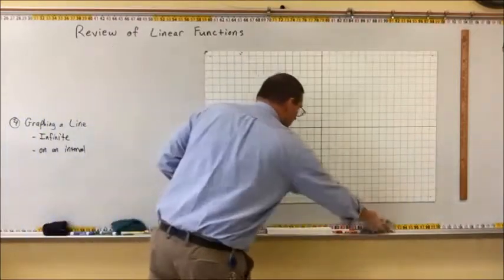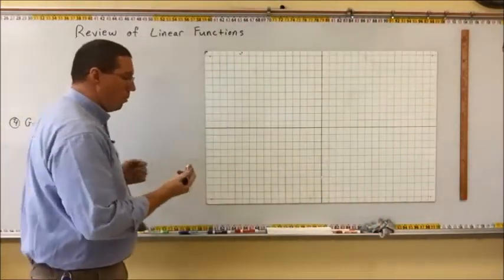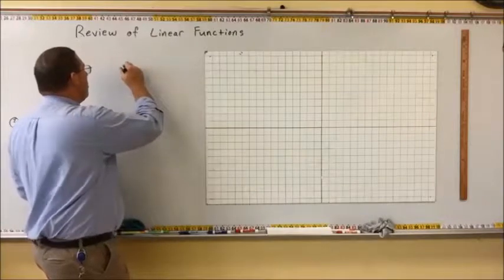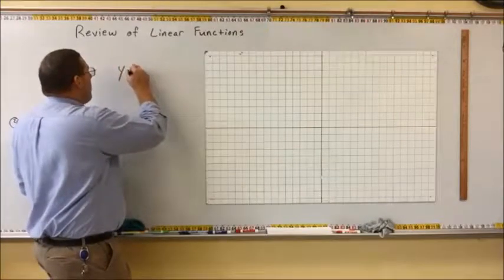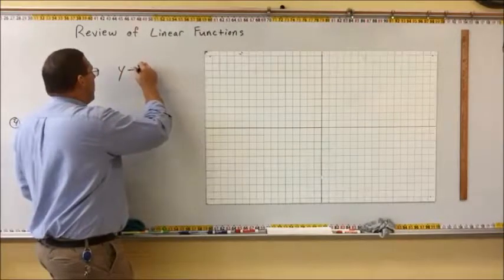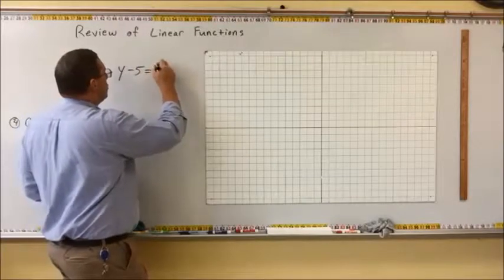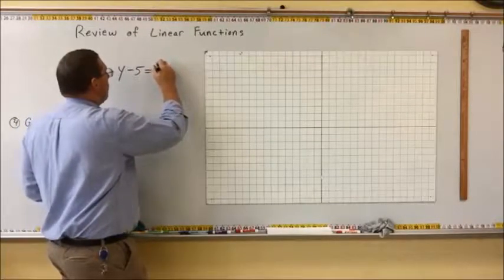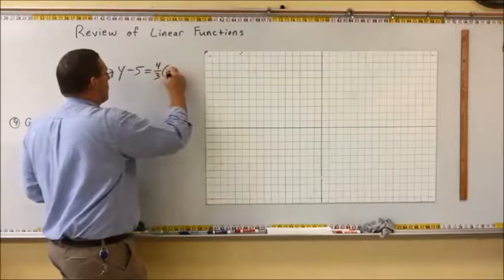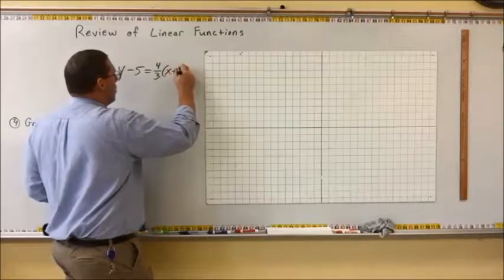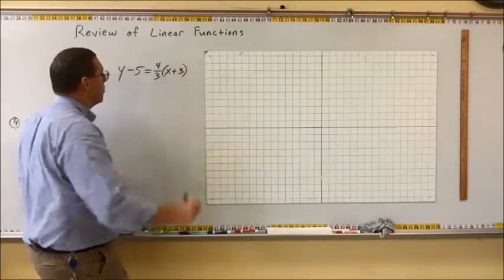Let's try one now that's in point-slope form. What if we have y - 5 is equal to 4/3 times (x + 3)?